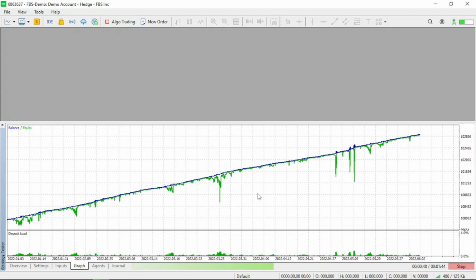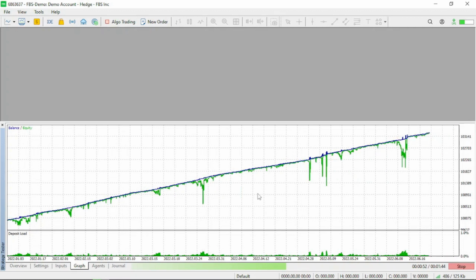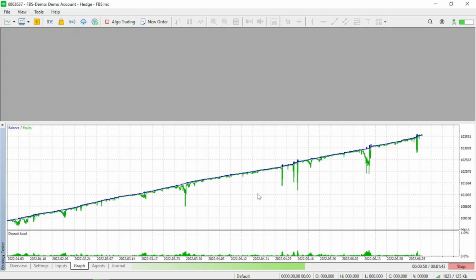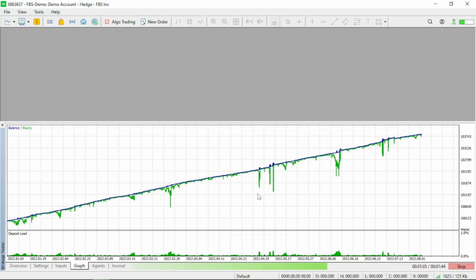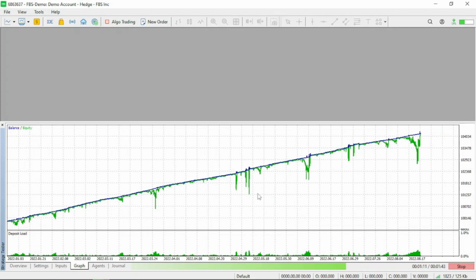For the low risk set file, I do recommend adjusting it for your own broker and a minimum trading balance in the account of 10,000, or the equivalent of that in a cent or micro account. If we look at the first period of the year, for the first 8 months, the bot was able to help generate a healthy return.